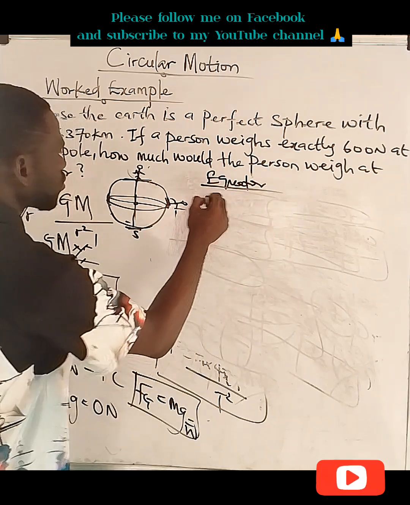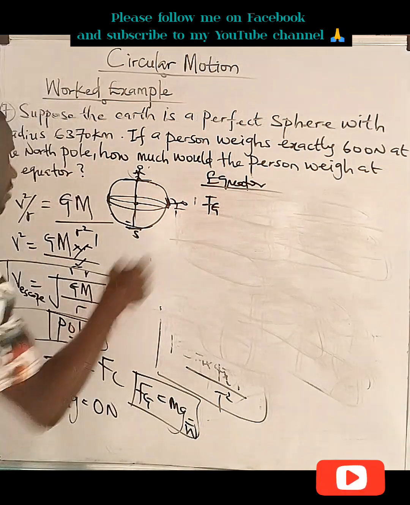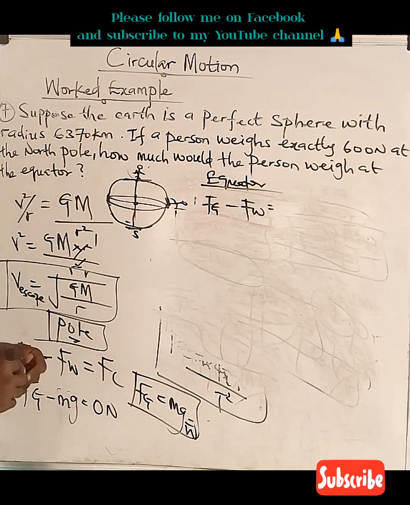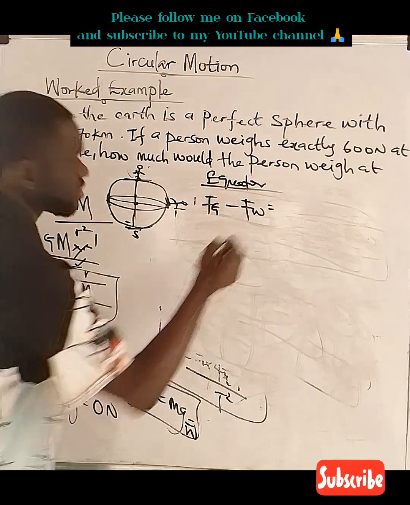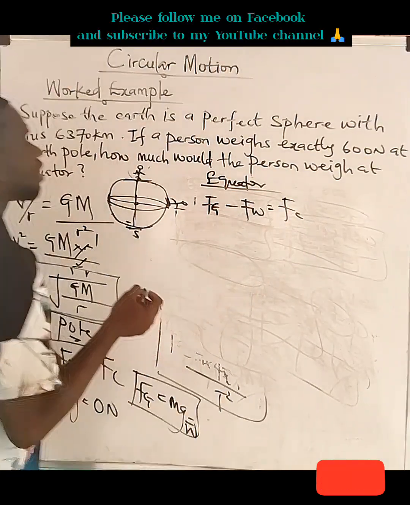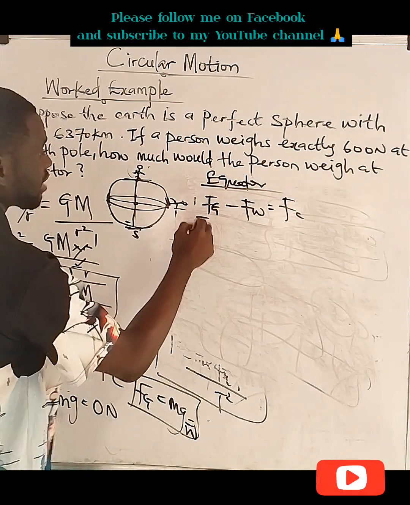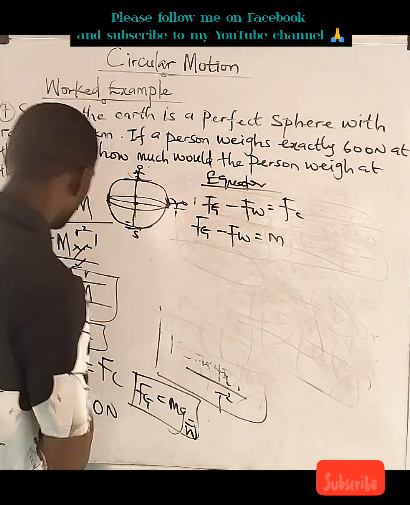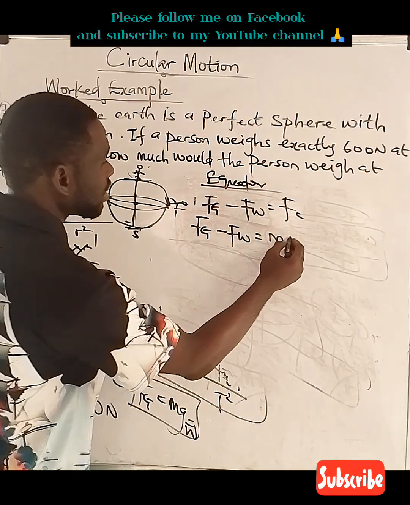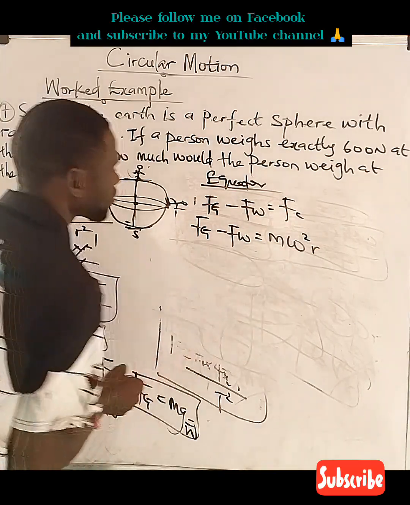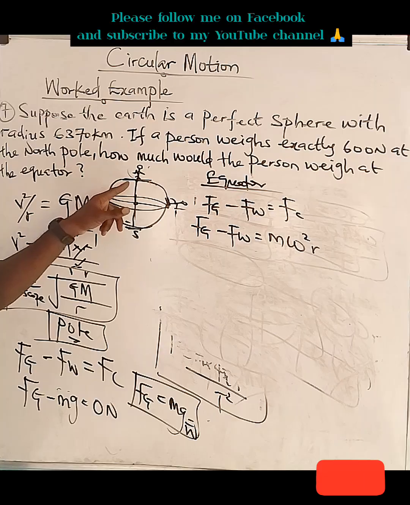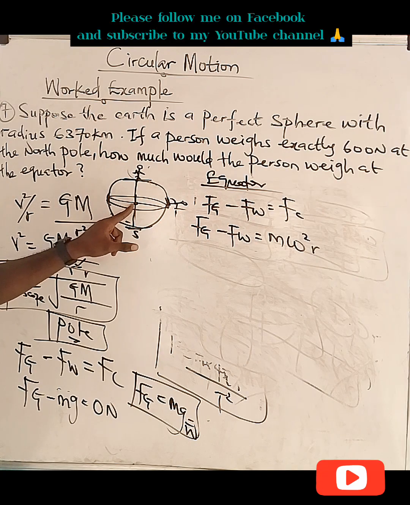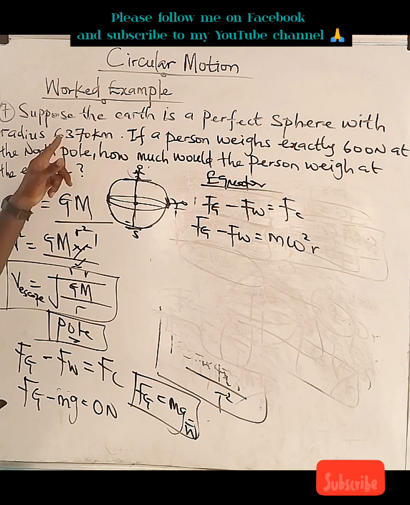at the equator, the force of gravity minus the weight. The force of gravity is always greater than the weight. So the force of gravity minus the weight is the same thing as the centripetal force. So that's going to be force of gravity minus weight equals mass times the angular velocity squared times radius. Now this time around, the distance between this very body here and the center of the earth is about, let's say, 6370 kilometers.